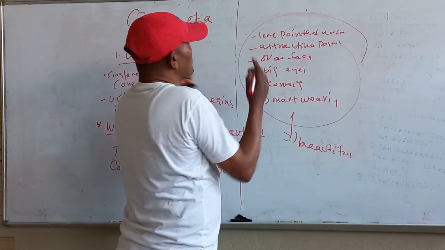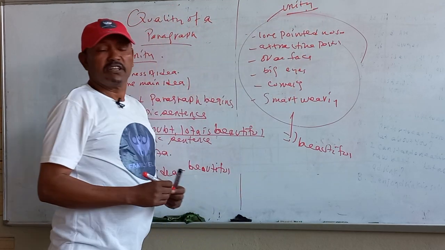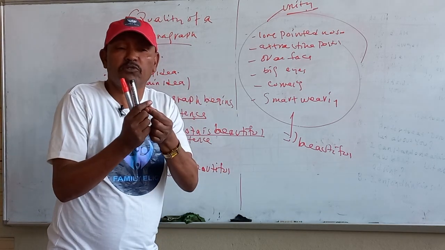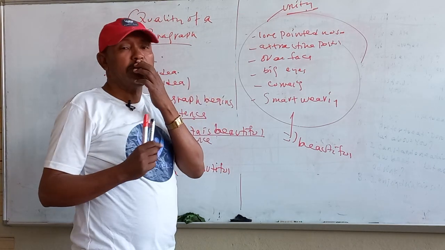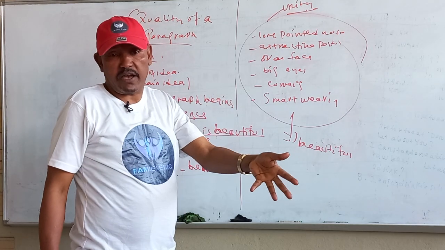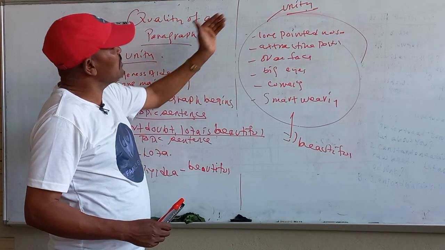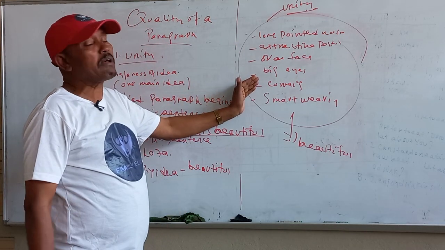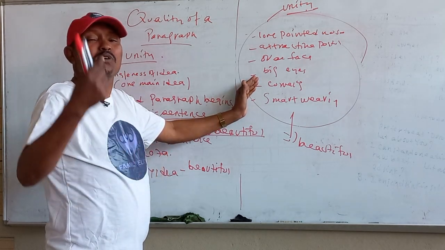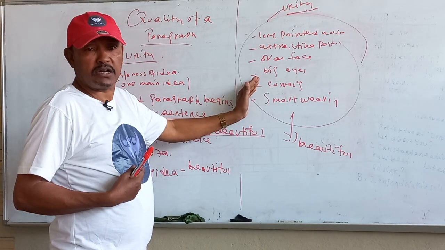This flow of ideas shows unity here. The topic sentence consists of a singleness of idea, one idea, that's called unity. So a paragraph has unity. If you write something which is different from the listed ideas, a paragraph doesn't keep its unification. There are some irrelevant ideas which interrupt the flow of ideas. So that's not a paragraph.